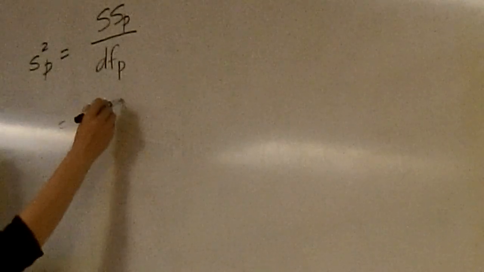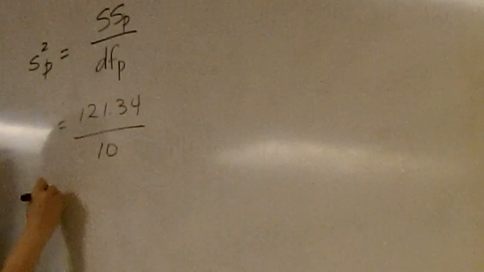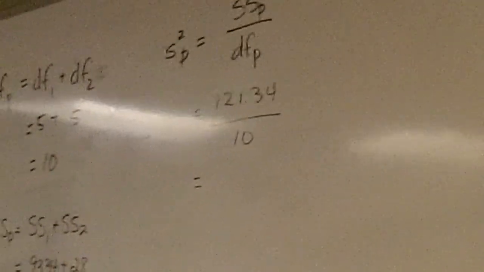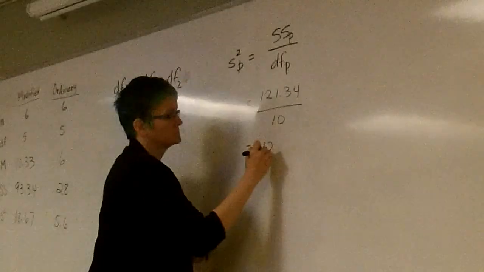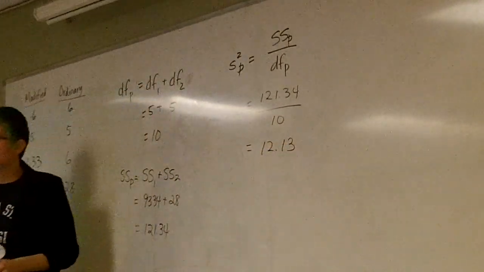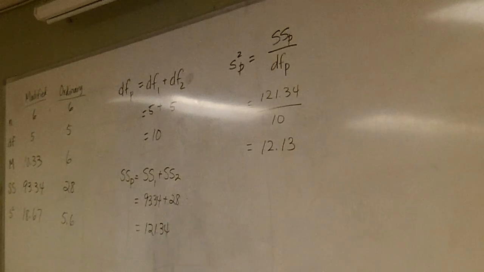Typo? Okay. So we know where it came from. 93.44. Oh, well, there you go. That'll do it to you. Okay, so it's 121.34. So now we're going to take 121.34, and we're going to divide it by the degrees of freedom pooled. And what do we get? Are we all okay with that number? Know where it came from? All right, so that's got us through B.